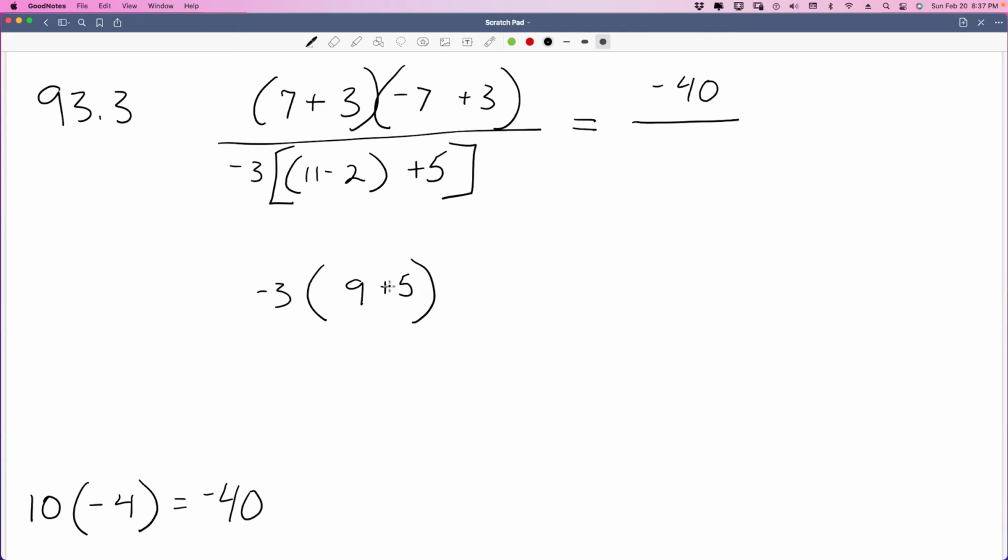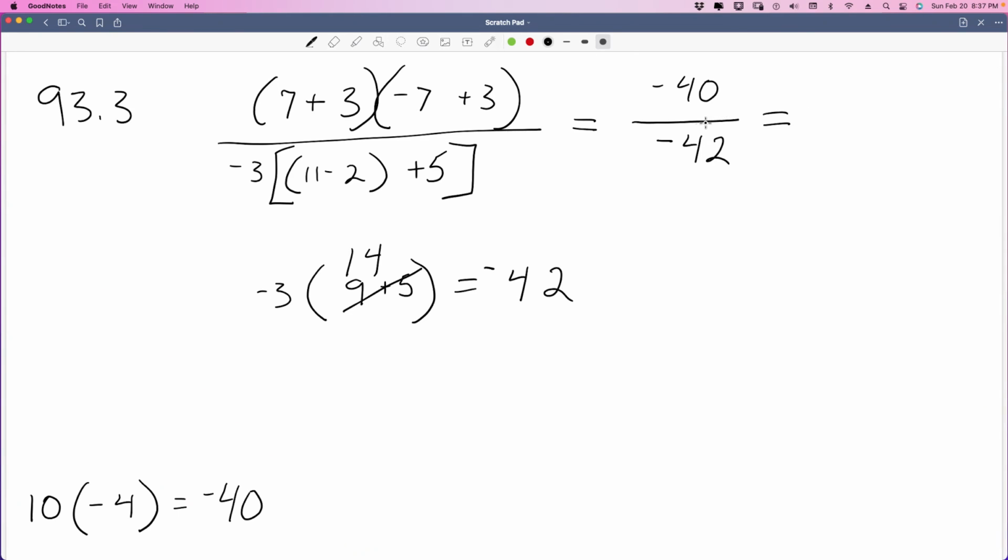So 9 plus 5, that's going to be 14. And a negative 3 times 14 is going to give you, let's see, negative 3 times 4. That's going to be 12. And I'm going to carry the 1. 3 times 1 is 3 plus 1. That's going to be 42. And since this is a negative and this is a positive, that's going to be a negative 42. So our denominator is negative 42. And I can reduce this fraction pretty easily by dividing both of these.